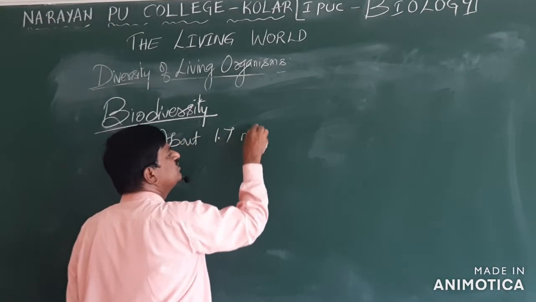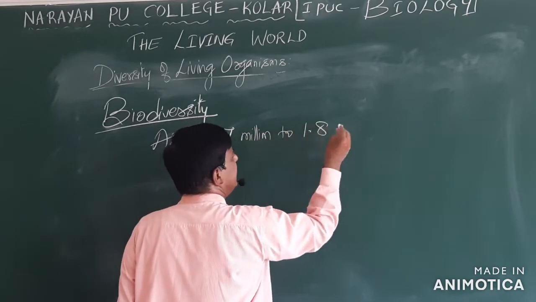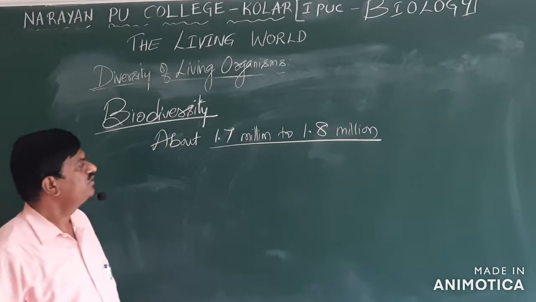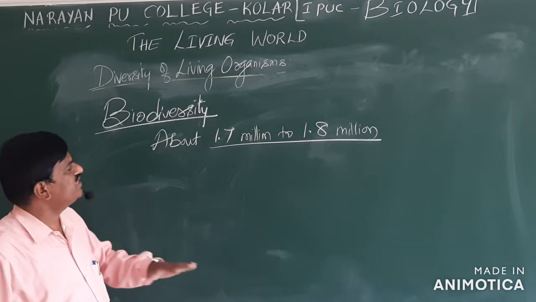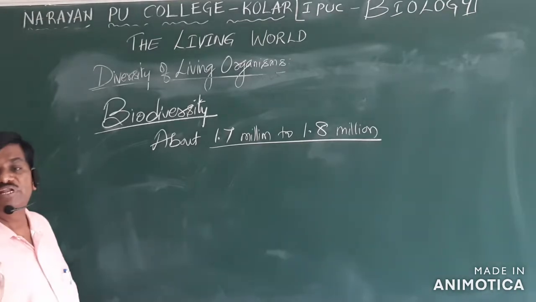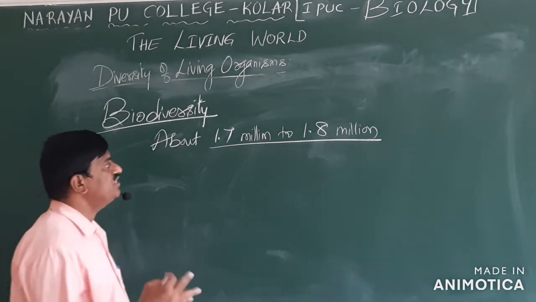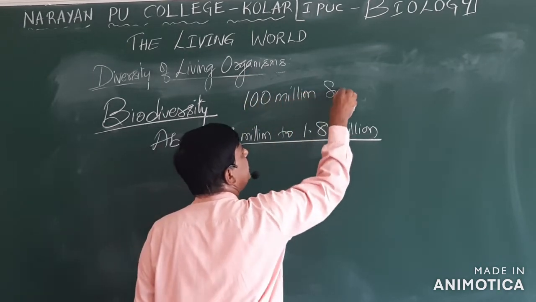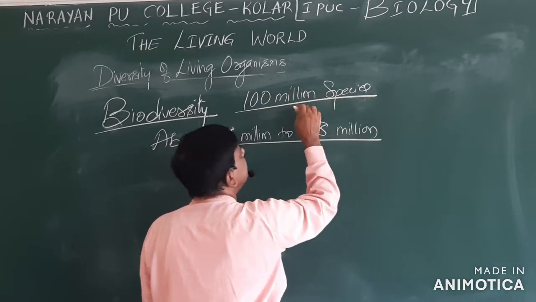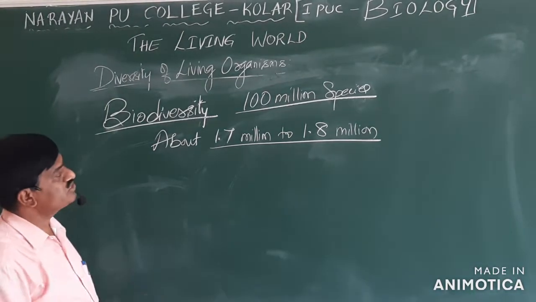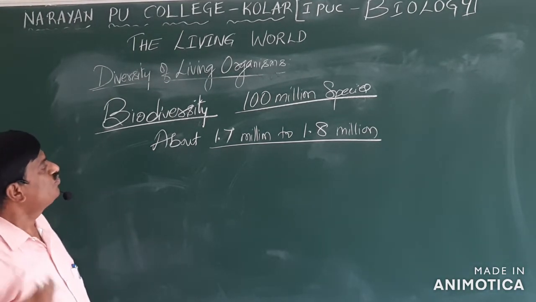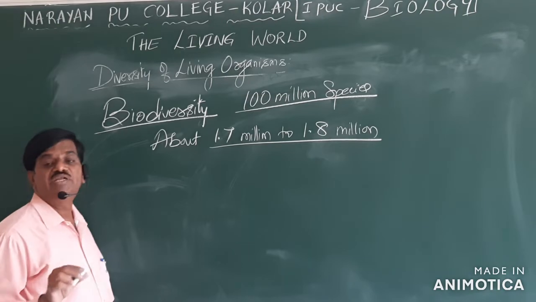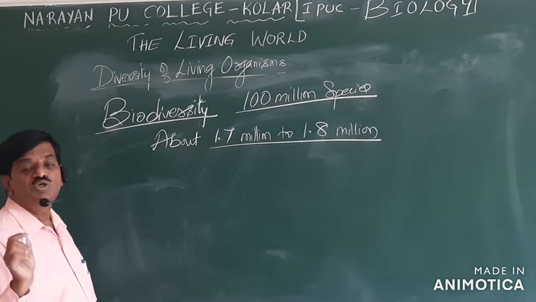We know that various types of organisms are there, but still only about 1.7 million to 1.8 million species have been identified till now. It is estimated that around 100 million species are there. The majority have not yet been discovered. There is a chance for research work to be done for the identification of various types of organisms. But here, 1.7 to 1.8 million species have been identified under biodiversity.